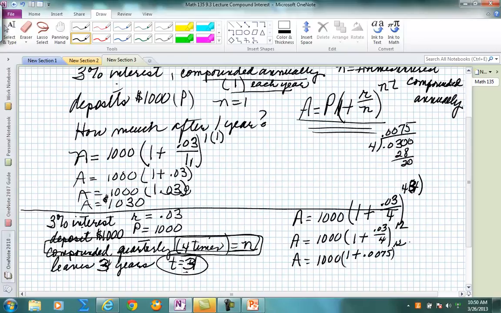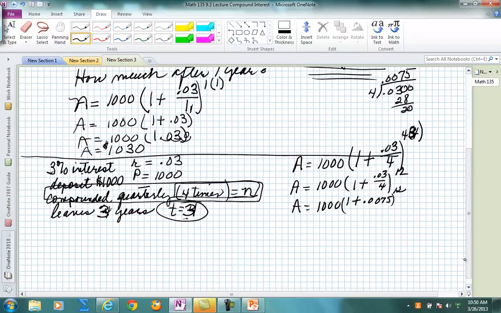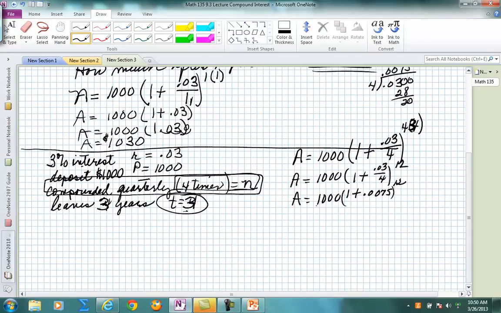Okay, you're going to do this first. You're going to take 1 and 75 ten-thousandths raised to the 12th power and then multiply that by 1,000. And that will be the amount of money that you would have in the bank if you left it there for 3 years and it was compounded 4 times a year.